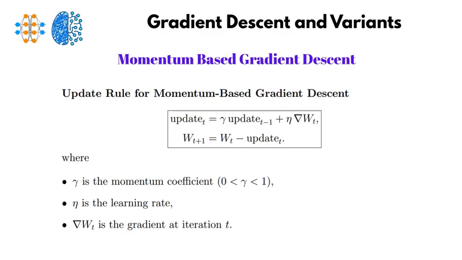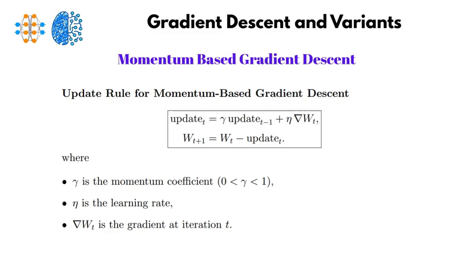First term is gamma multiplied by update t minus 1, where update t minus 1 represents the update from the previous iteration. So we are carrying some information about the previous movement into the current update, and the gamma is called the momentum coefficient. As shown on the slide, gamma lies between 0 and 1. If gamma is larger, more information from the previous update is retained. If gamma is smaller, the influence of the previous updates is reduced.